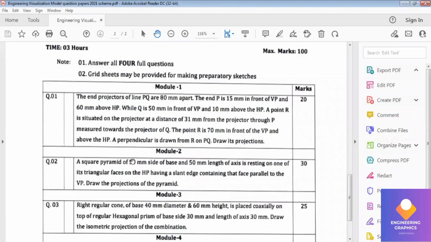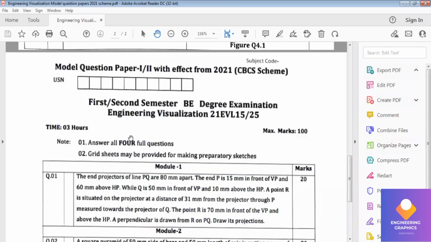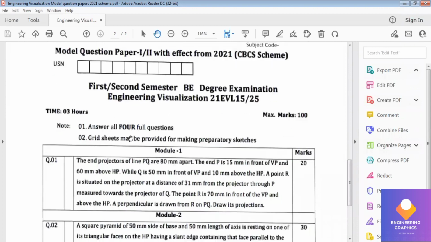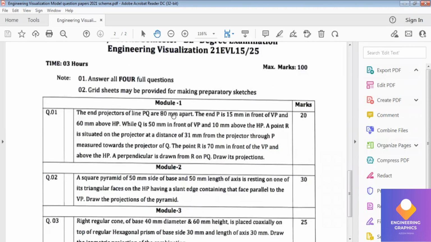Good morning all. So this is the model question paper set 2 of the engineering visualization subject. We are going to solve the first problem from module 1. It is projection of lines.